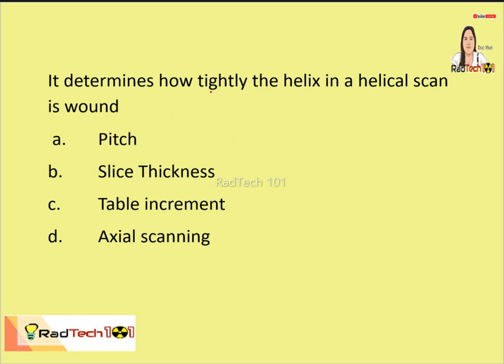Next, it determines how tightly the helix in a helical scan is wound o kung paano siya kinabit. So, gaano ka-tight yung pagkakabit ng helix in a helical scan. So, that refers to pitch.